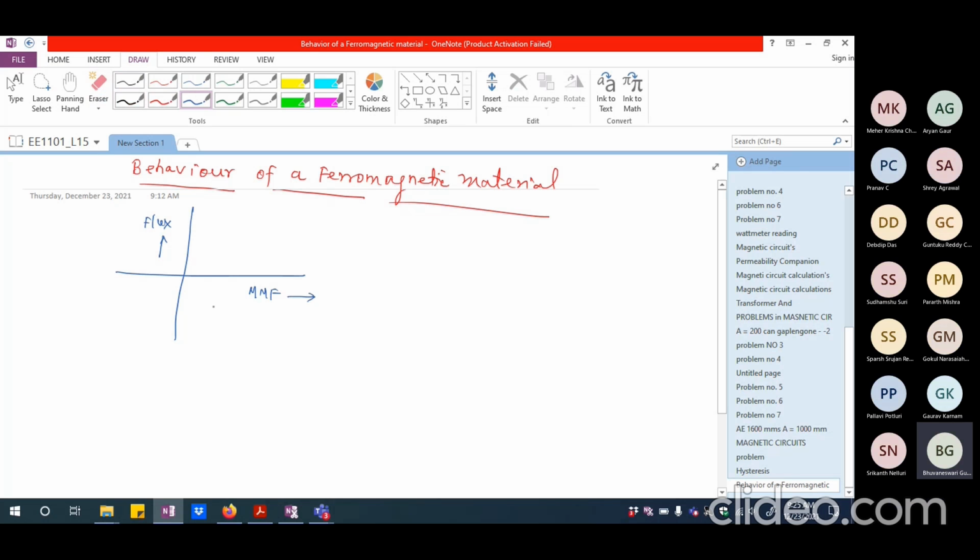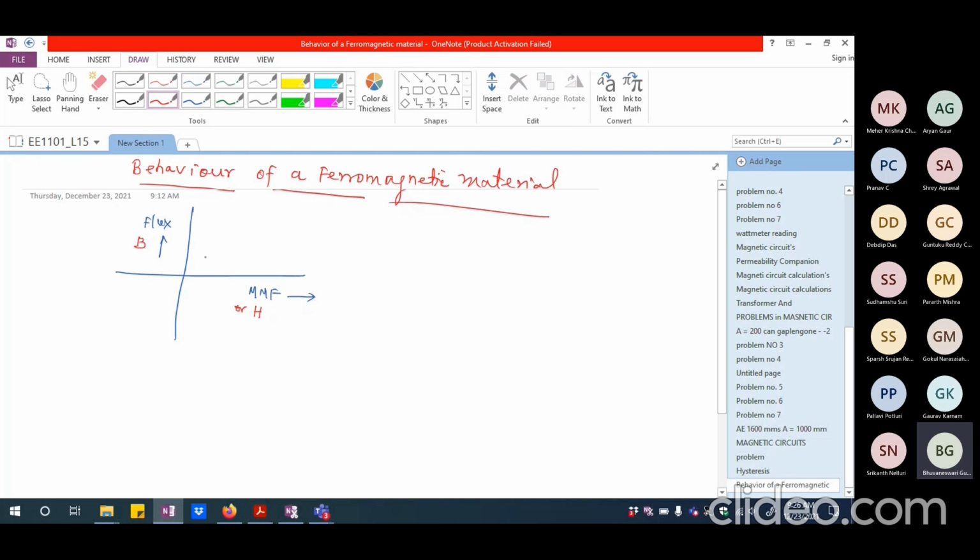Rather than that, if I just say MMF per unit length of the magnetic circuit, I can say this is directly between H, which is the magnetic field intensity, and the flux density, which is again flux per unit area. So I can draw between these two.